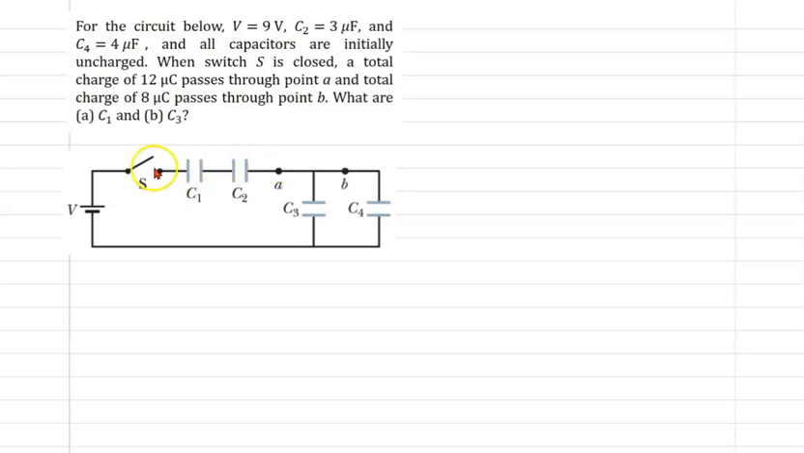So what this problem is saying is that as soon as switch S is closed, charge moves to the right here. 12 microcoulombs passes through point A. 8 of those microcoulombs passes through point B. That means this capacitor has Q4 charge on it equal to 8 microcoulombs. And 12 microcoulombs had passed through A, that means Q3, the charge on C3, must be equal to 4 microcoulombs.